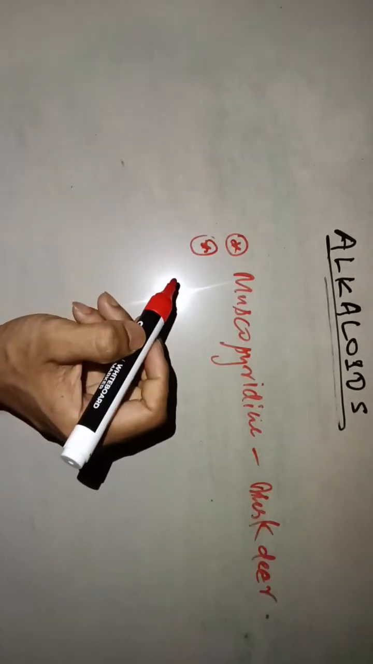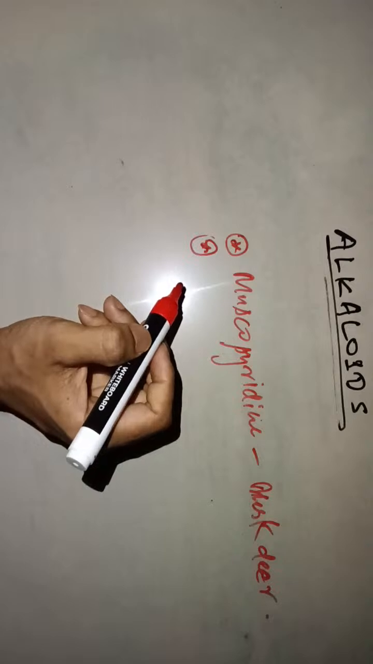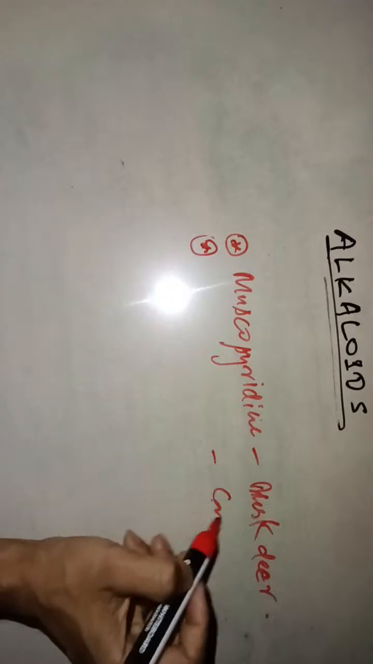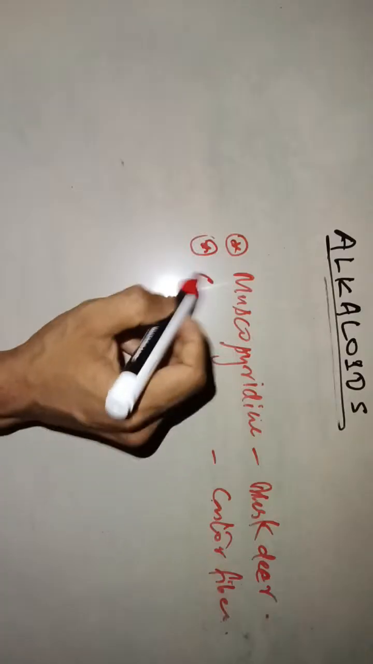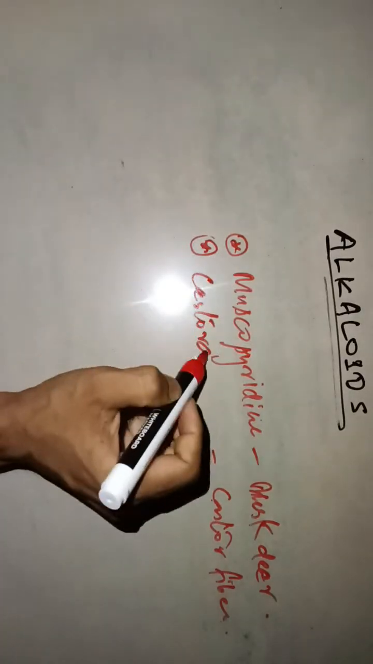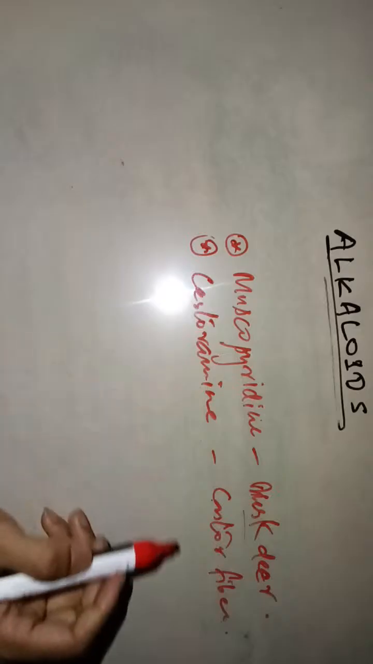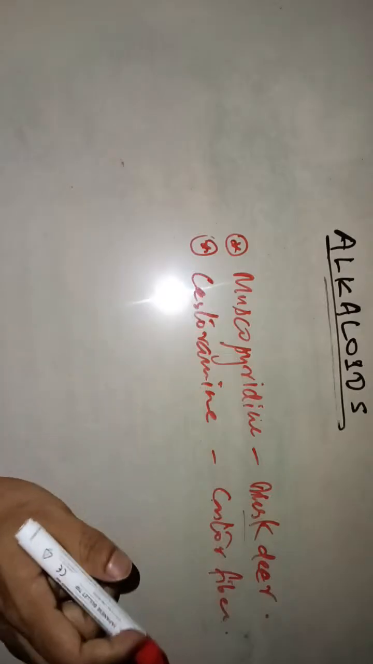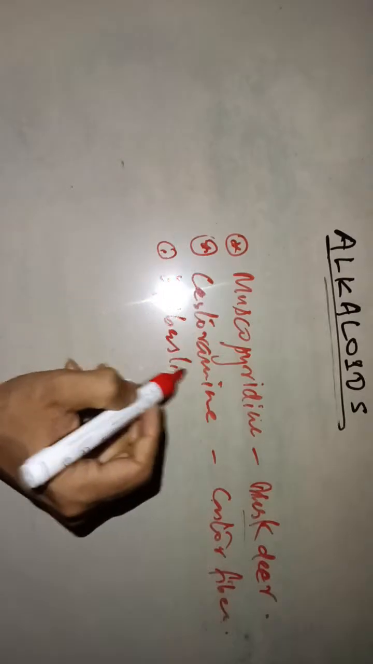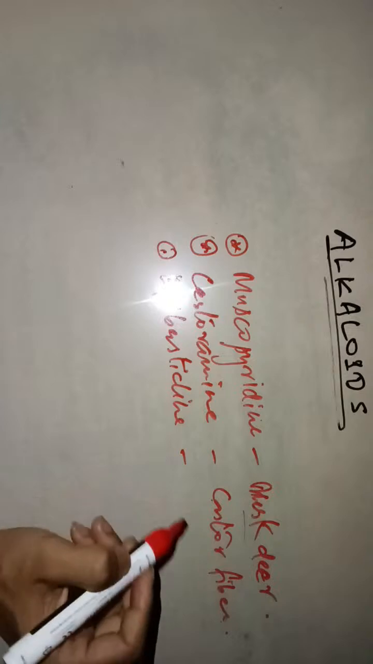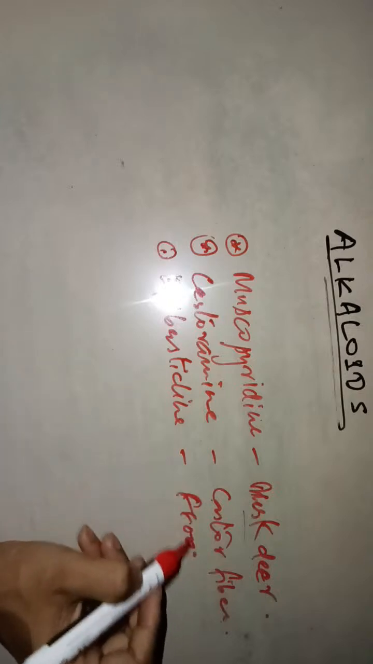Next, castor fiber, the beaver, also has an alkaloid, castoramine. You can remember it very easily: musk deer, muscopyridine; castor fiber, castoramine. Next, in frog, epibatidine is also found.